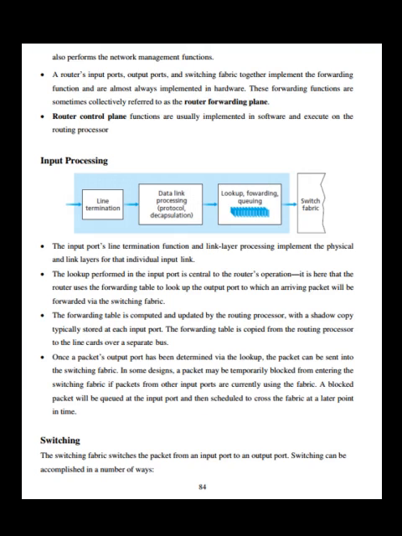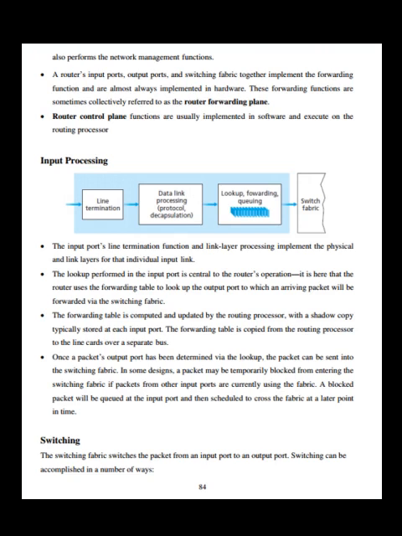Input processing. The input port's line termination function and link layer processing implement the physical and the link layers for that individual input link. The lookup performed in the input port is central to the router's operation. It is here that the router uses the forwarding table to look up the output port to which an arriving packet will be forwarded via the switching fabric. The forwarding table is computed and updated by the routing processor, with a shadow copy typically stored at each input port. The forwarding table is copied from the routing processor to the line cards over a separate bus.